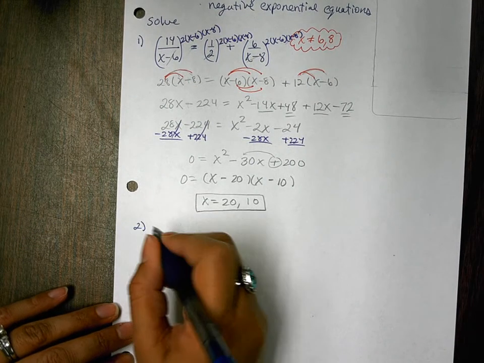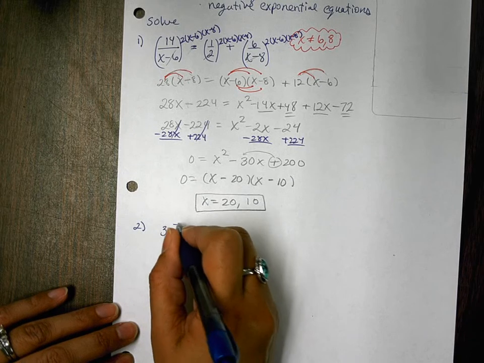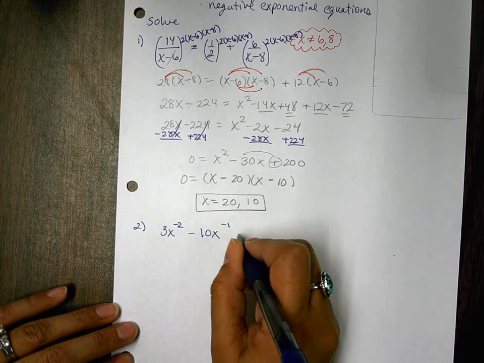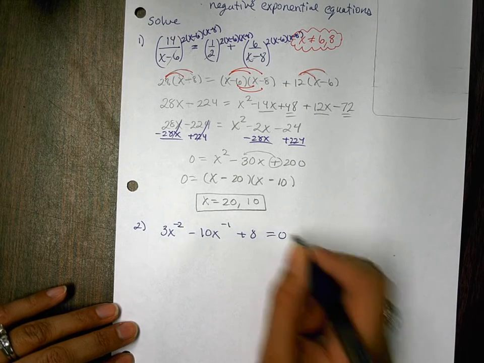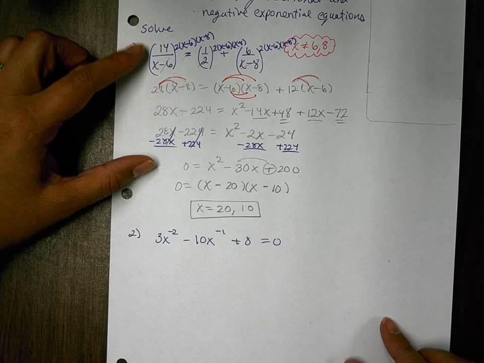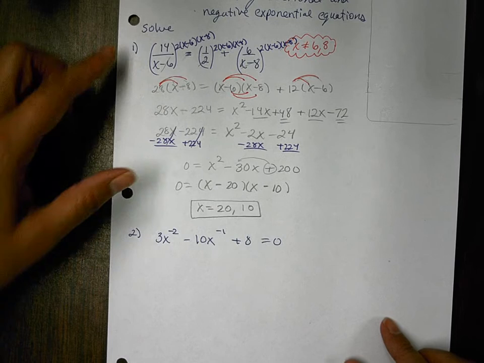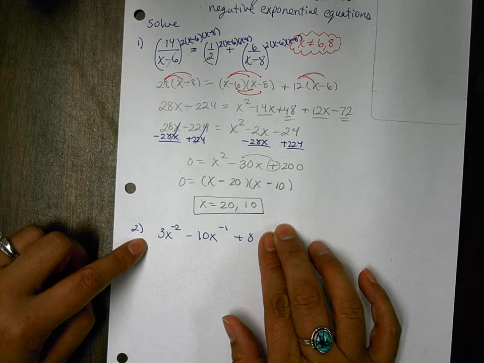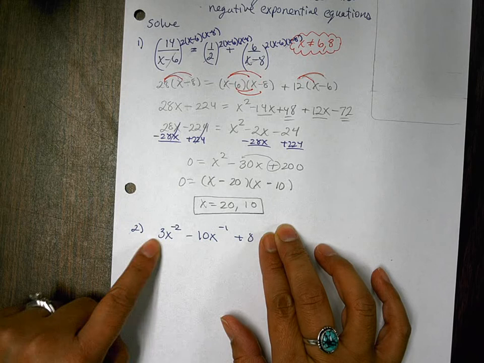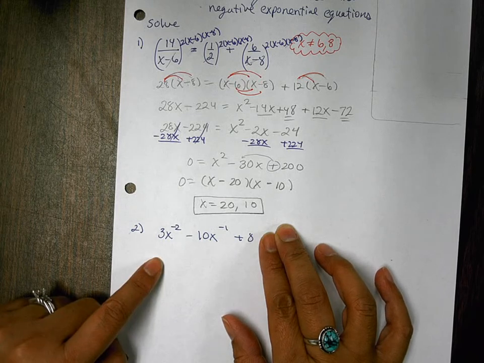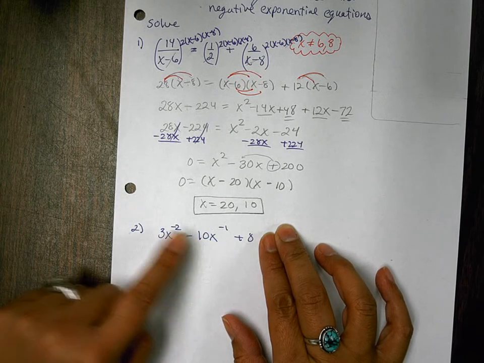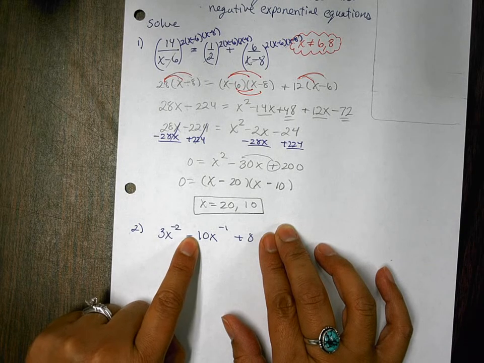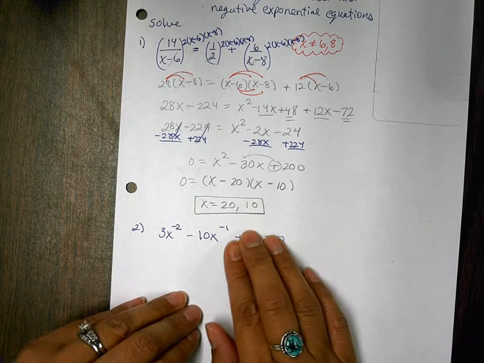Okay, number 2. 3x to the negative second minus 10x to the negative first plus 8 equals 0. The one up here was kind of a review of what we did last week. This one here is a little bit different. I'm going to cover that equals 0. This is similar to what we did last unit, where we'd make everything a fraction. There's going to be two separate fractions because there's a minus sign. If that was multiplication, you can make one big fraction. I'm going to cover all of that.